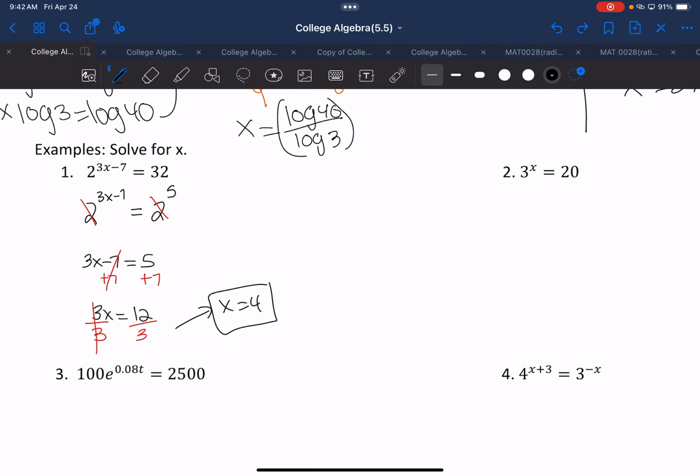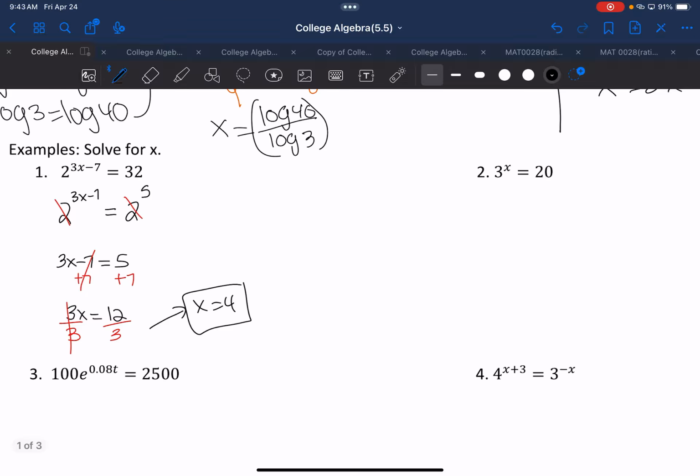All right, number 2 is 3 to the x power equals 20. So for this one, there's no way that I can get the bases to match here. There's no power of 3 that will equal 20. So for number 2, I'm going to have to use the second property. Now, I already have an exponential expression by itself on one side, so I'm good there. I don't need to worry about that.